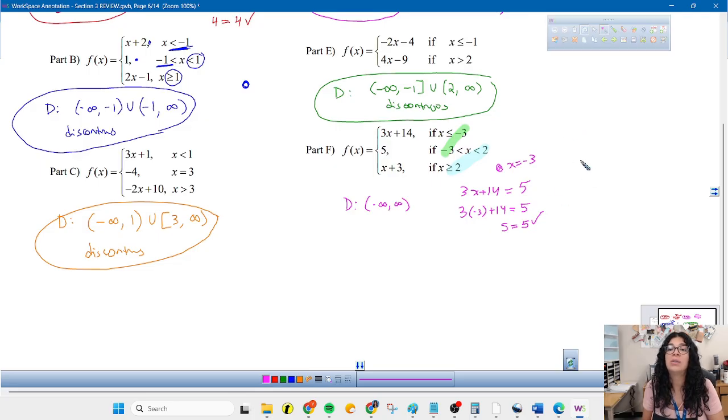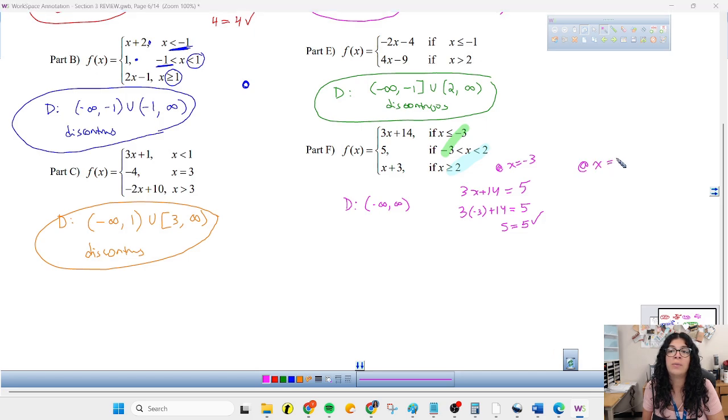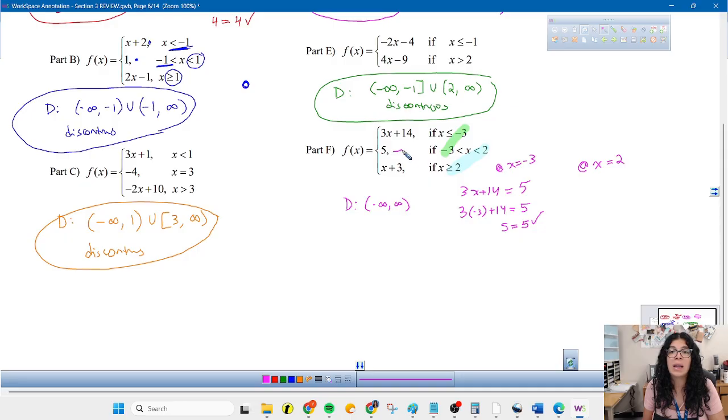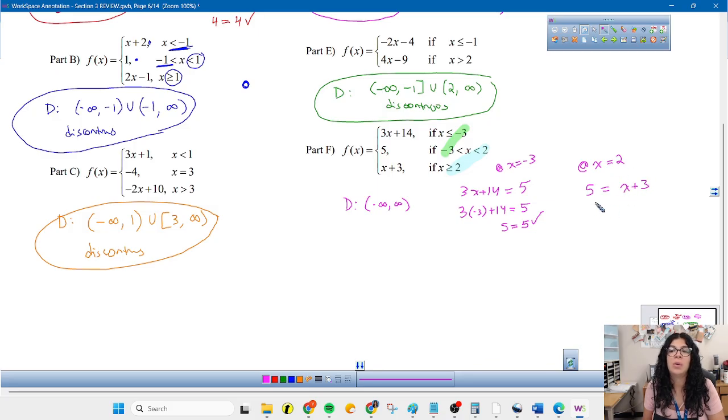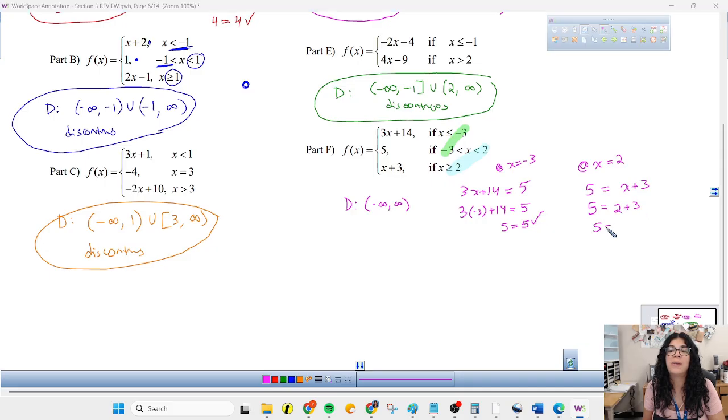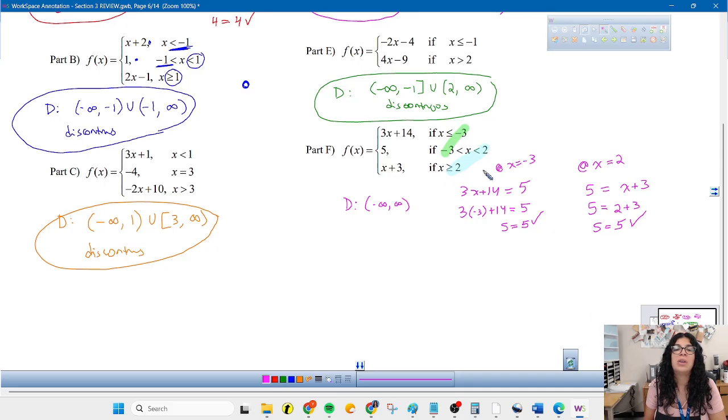So I not only have to check the breaking point of negative 3, but I also have to check at the x value of 2. Are the second and the third equation going to be connected? In other words, is 5 equal to x plus 3 at that x value of 2? If I plug in the x value of 2, we of course get 2 plus 3, which is 5. 5 equals 5. So yes, it is connected both from the first to the second line and the second line to the third line. So this is continuous.